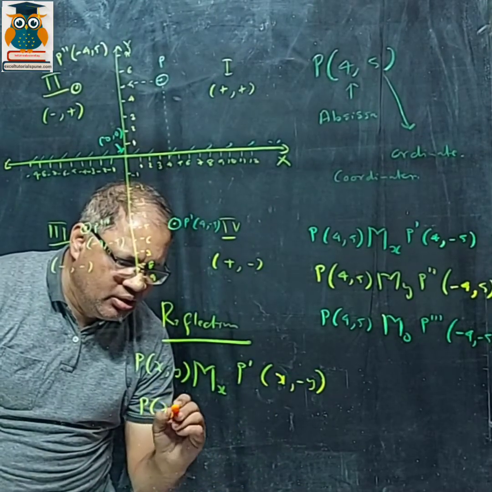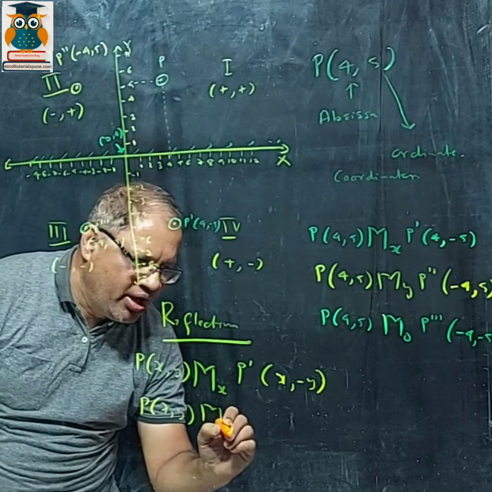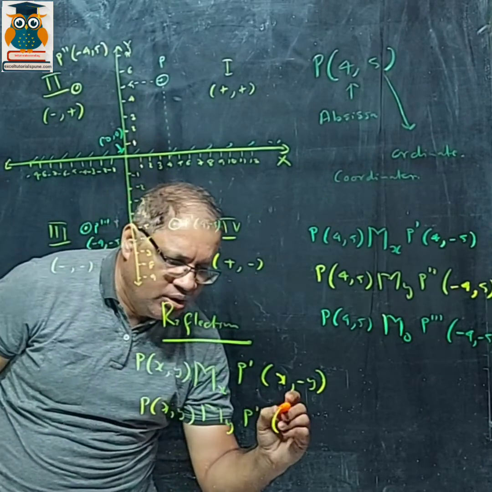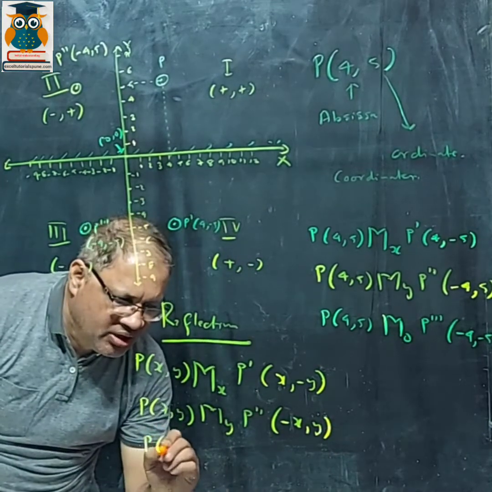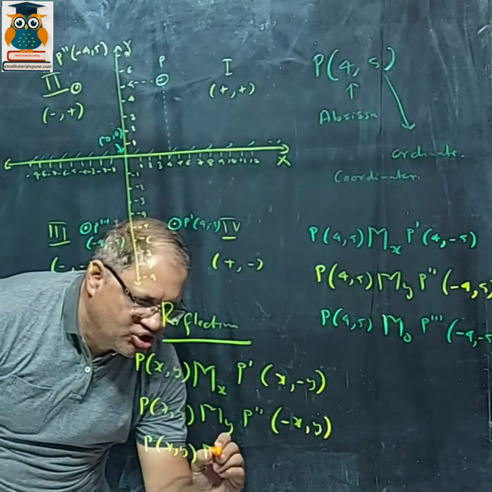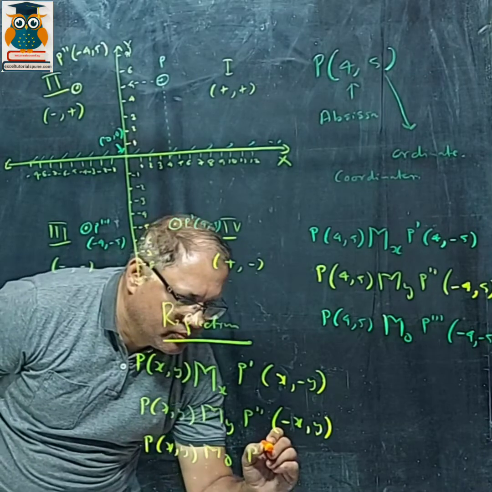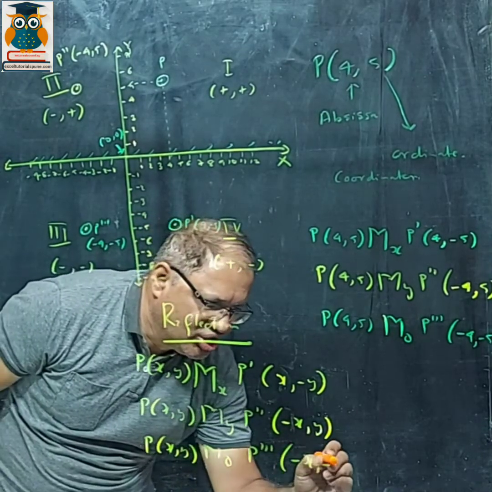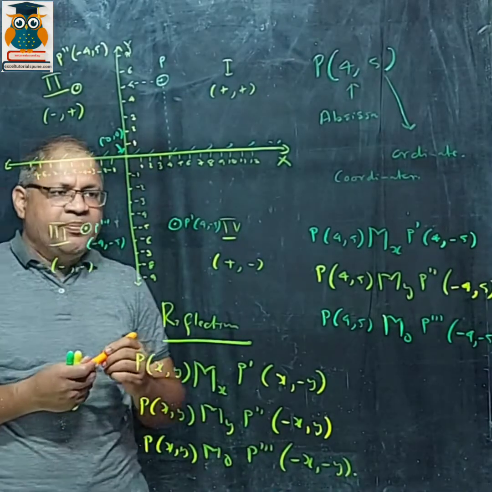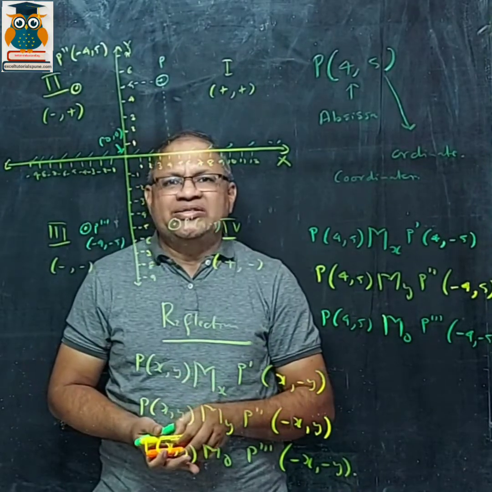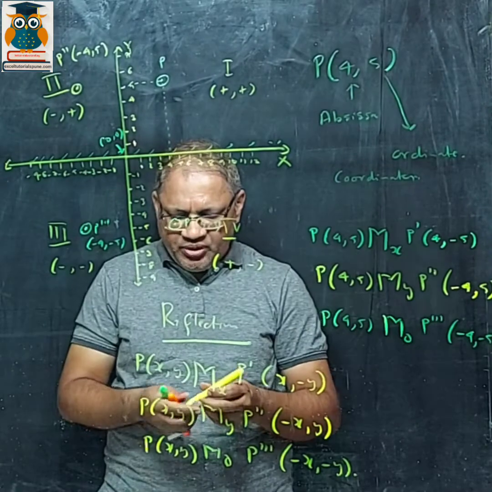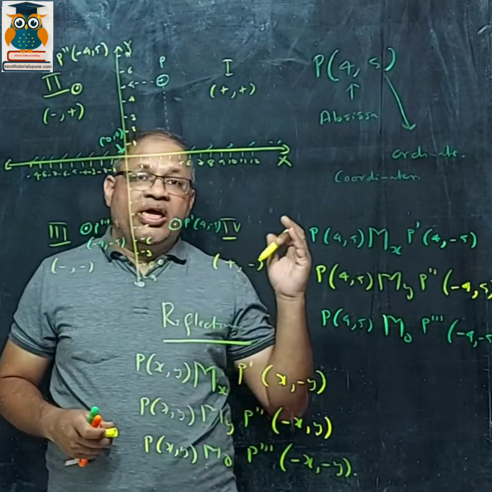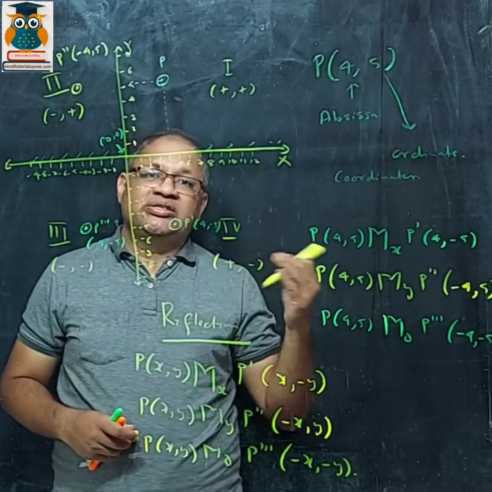Then P, reflection in the y-axis, the x coordinate changes. Then P (x, y), reflection in the origin, both the coordinates change. Now, remember that any point on the x-axis, y is 0, and any point on the y-axis, x is 0.